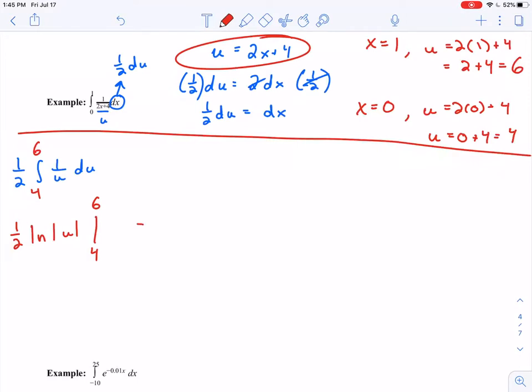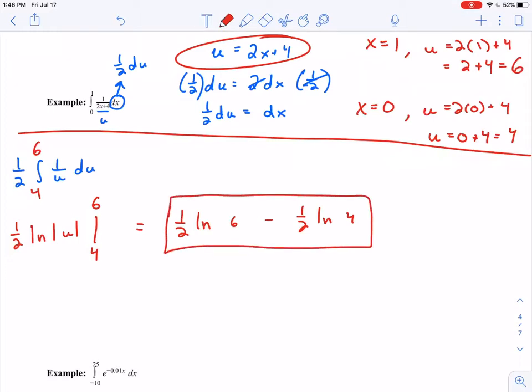We can just go ahead and say this is 1/2 natural log absolute value of 6 minus 1/2 natural log absolute value of 4. I'm going to get rid of the absolute values here since 6 and 4 are already positive numbers. There's no reason that we need them. I'd probably leave my answer like this. But of course, you could get a decimal approximation. Just type that into your graphing calculator.